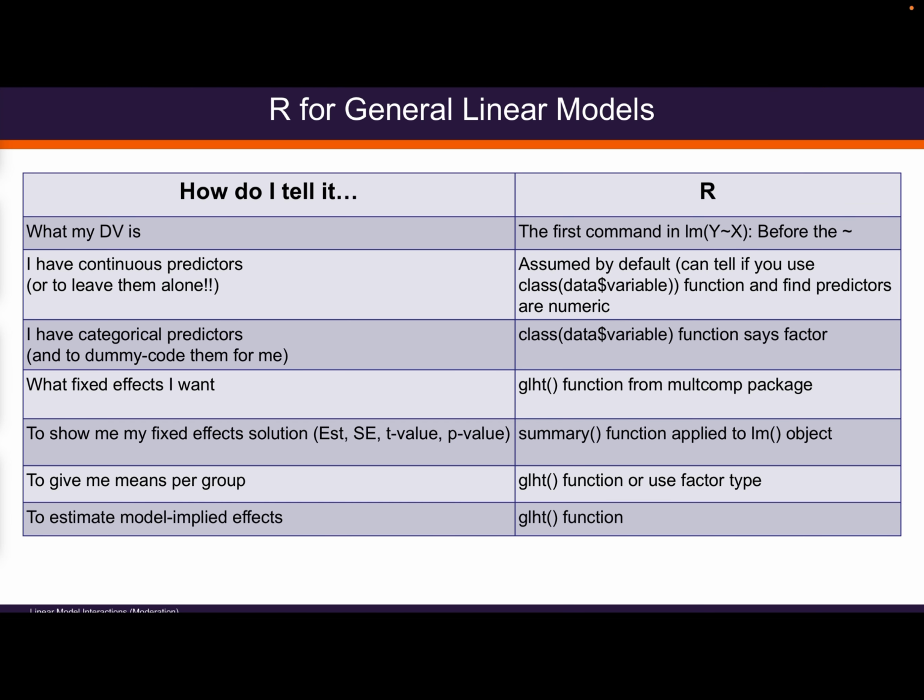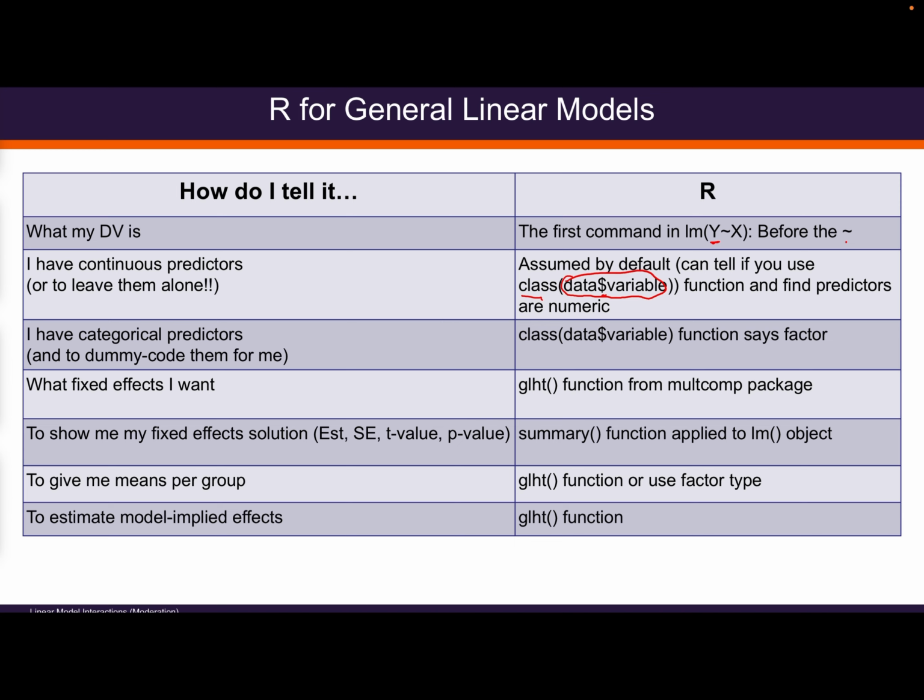And finally, if you're trying this in R, here's a handy guide. Now, I didn't spend a lot of time in R here, so I'll quickly go over this. How do I tell it what my DV is? It's the first command in this function here. That's your dependent variable before the tilde. How do I tell it I have continuous predictors? You can assume those by default, but you can double check again by using that class function in R and putting your data frame and variable name after a $ into it.